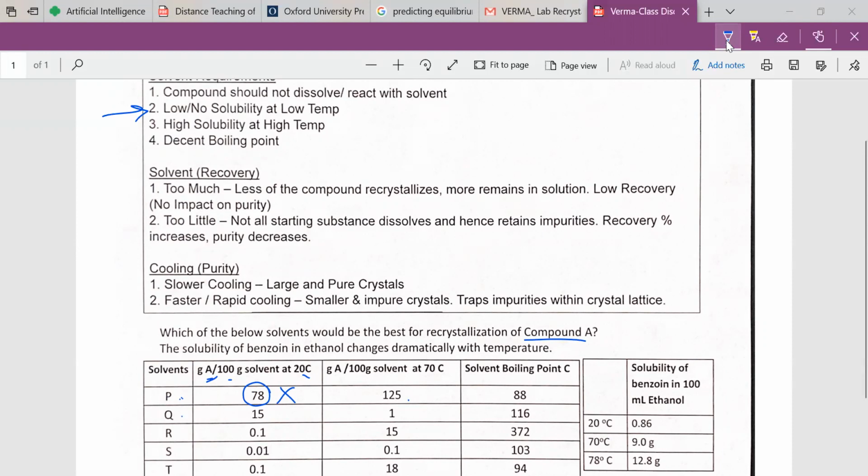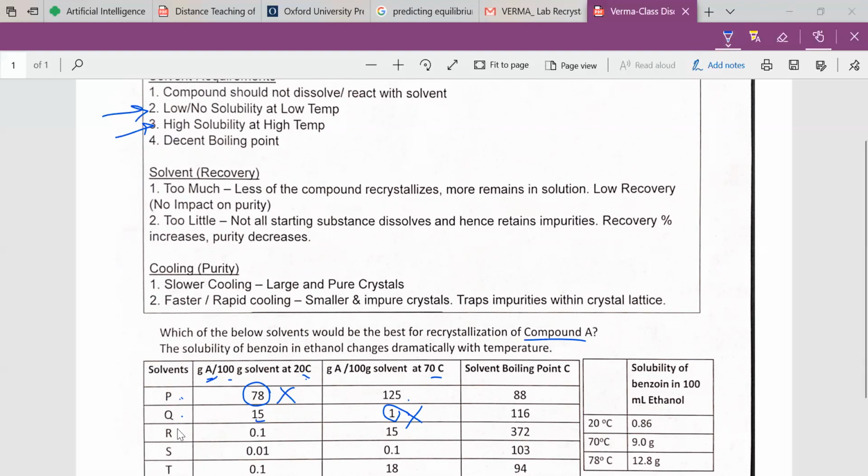Let's go to solvent Q. It has 15 grams of compound A dissolving per 100 grams of solvent Q at low temperature. Whereas at high temperature, the solubility has decreased. What do we want? We want high solubility at high temperature. And hence, because it has a lower solubility at higher temperature, we will not consider this solvent as well.